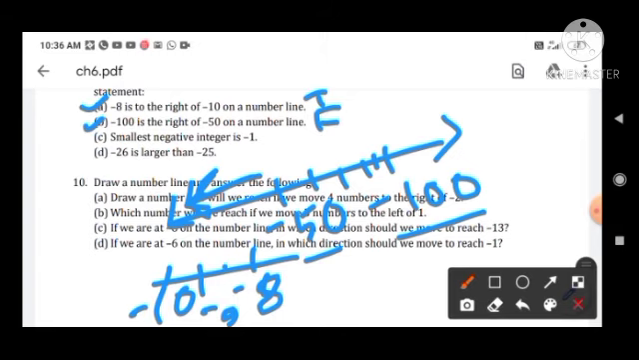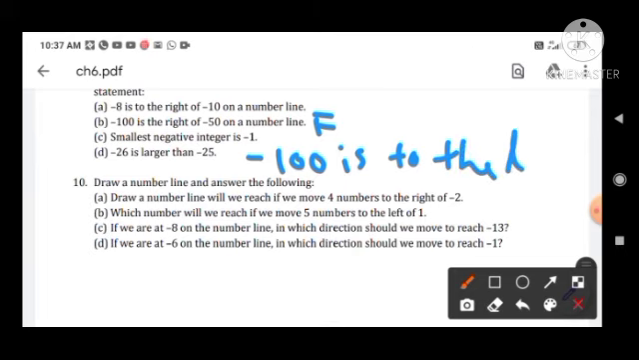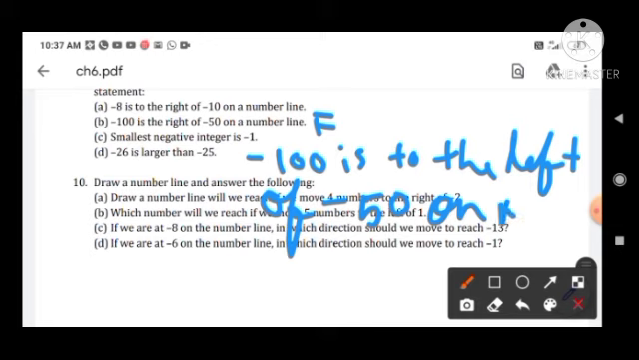Now how will you correct this? This is false, and what do we have to write? We have to write: minus 100 is to the left of minus 50 on the number line. Okay, so you will write like this. We have corrected it because it was written right, but it will not be on the right, it will be on the left. So minus 100 is to the left of minus 50 on the number line.